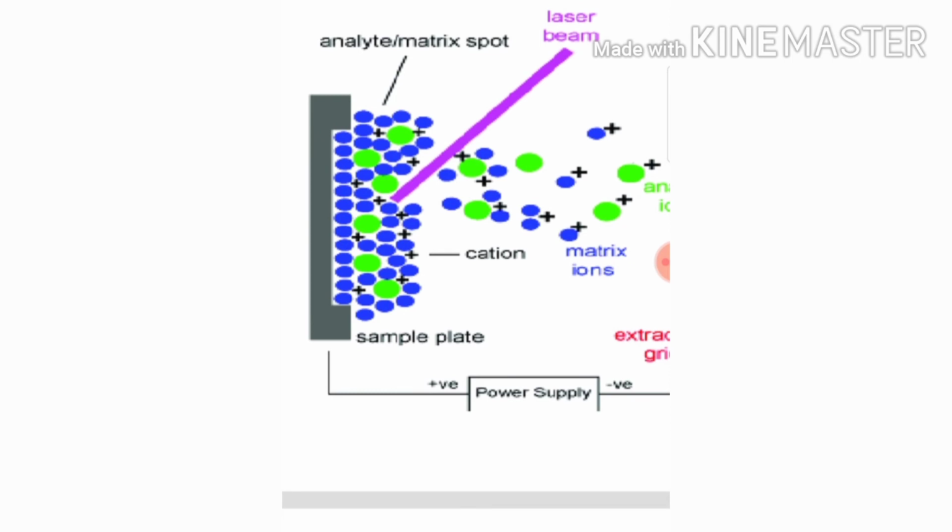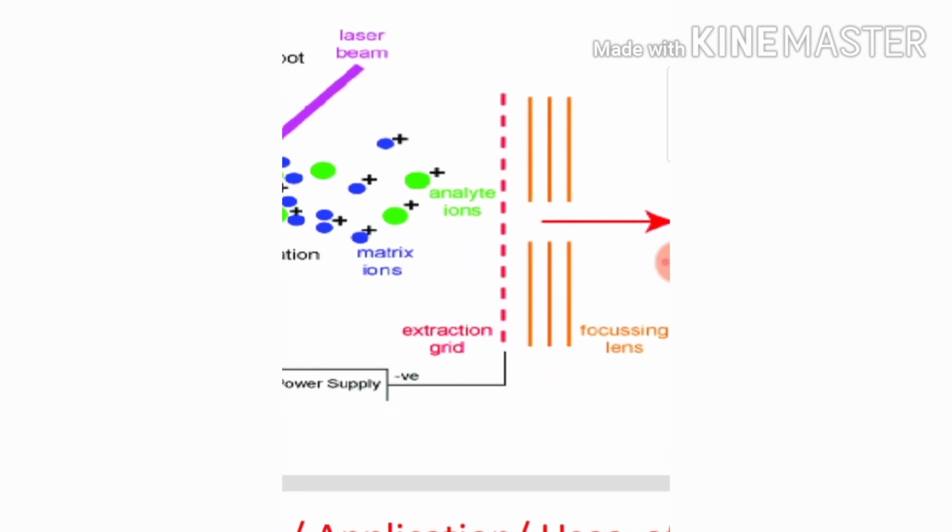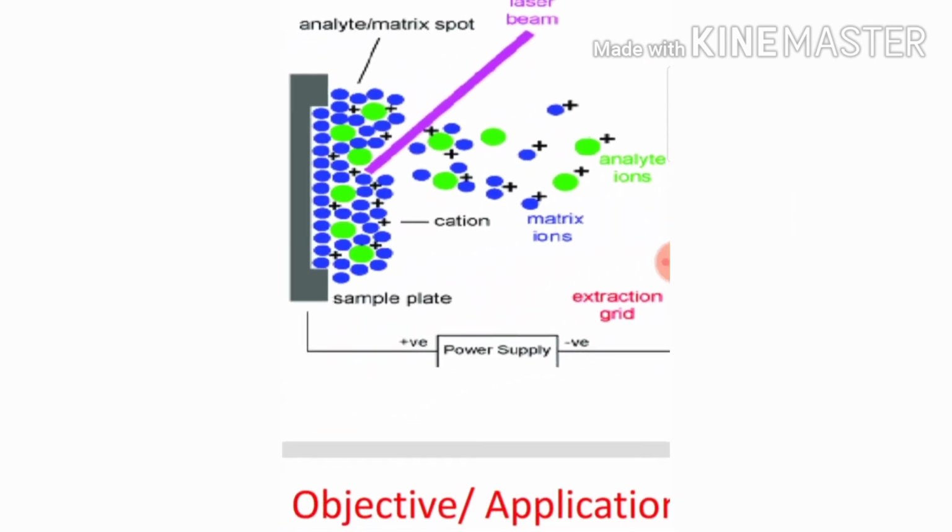Now this sample is ready to enter the mass spectrometer for deflection and then detection. So this is the most important step: ionization of the sample is the most important step.